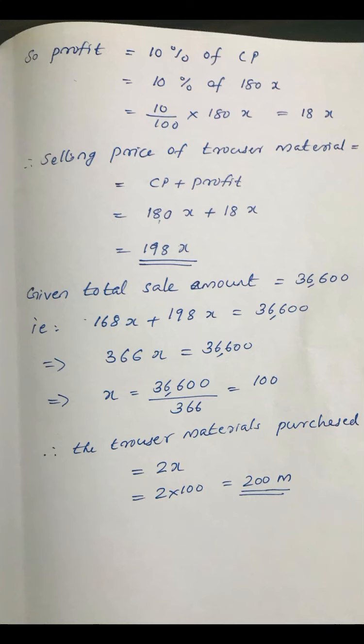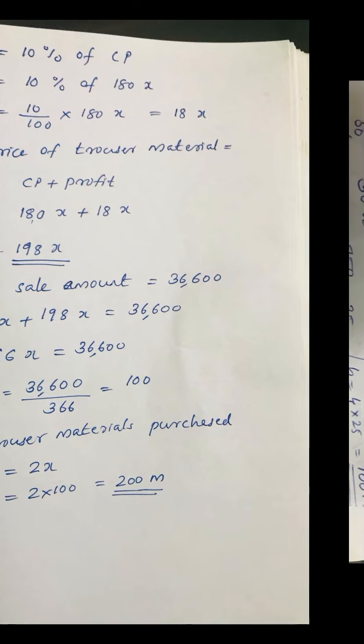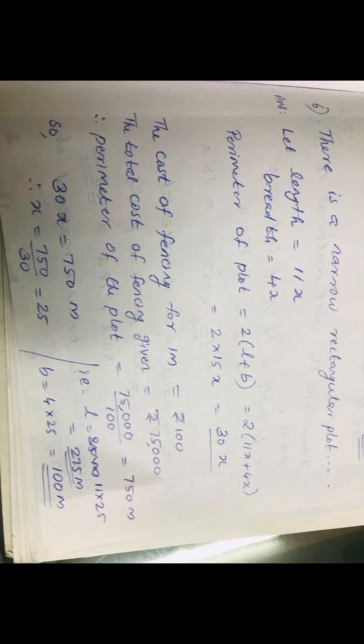Next we can discuss the sixth question from that exercise. Same exercise, sixth question. There is a narrow rectangular plot reserved for a school in Mahuli village. The length and breadth of the plot are in the ratio 11:4. At the rate of 100 rupees per meter, it will cost the village panchayat 75,000 rupees to fence the plot. What are the dimensions of the plot?